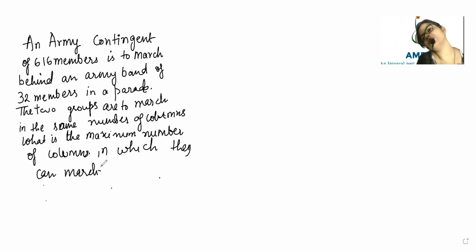So can anybody tell me what is the maximum number of columns they can march? Yes, it's simply HCF. Total 616 members are there, and 32 members are in the band in the parade, and the other members are just following them. So definitely the maximum number of columns is equal to the HCF. Everyone knows when maximum is there, use HCF, and when minimum is there, use LCM. But by merely understanding you have to do HCF or LCM, you cannot do justice to the answer. Here you have to know how to write it.